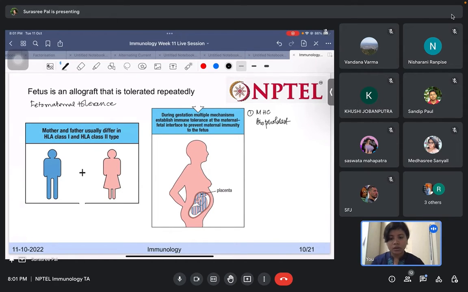Next, even if the MHC molecules are underexpressed, there can still be the possibility that the fetus can be attacked by the NK cells. So the NK cells are also very minimally expressed in the trophoblast layer, and the attack of the NK cells can be prevented by the expression of a polymorphic HLA class 1 molecule which is called HLA-G.